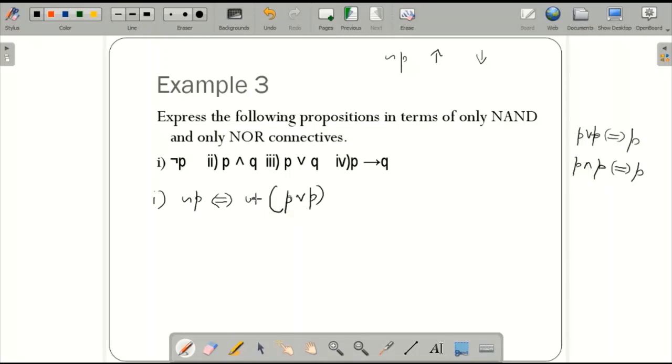So here not is there, and here or is there. So what is this logically equivalent to? Not, and this or is there, P P. So I expressed the proposition in terms of NOR. Similarly, they told NAND also. So how can I solve the first section again?